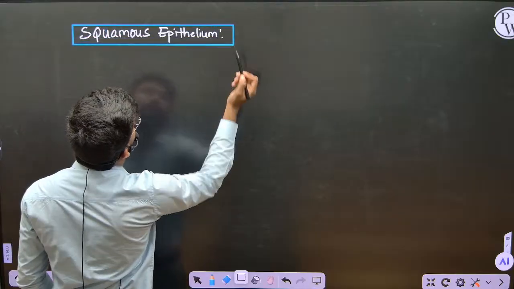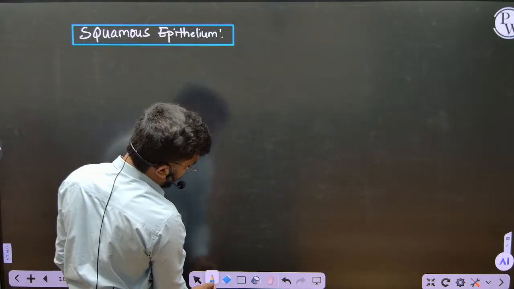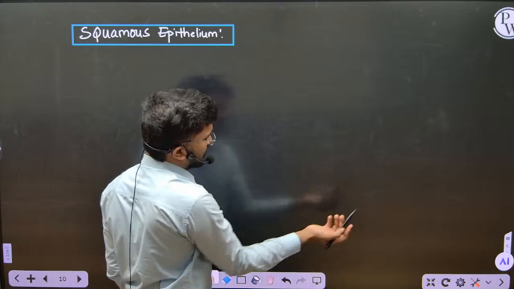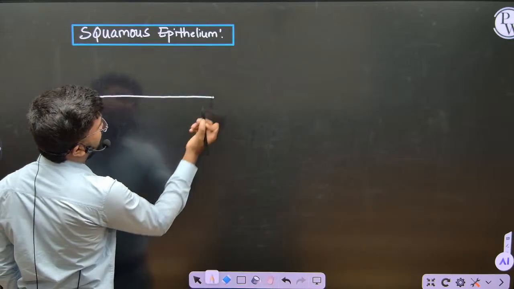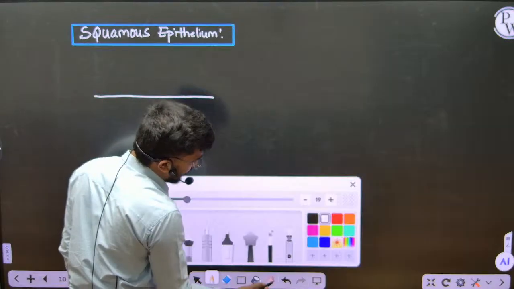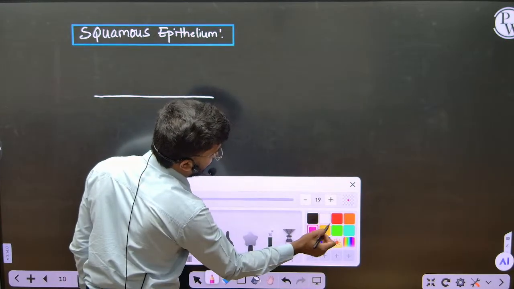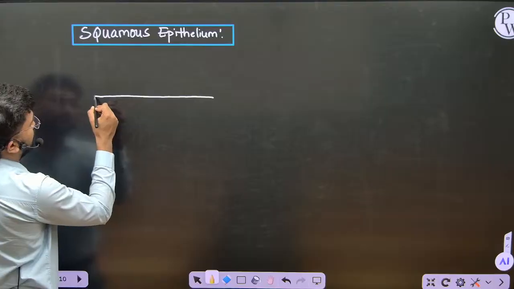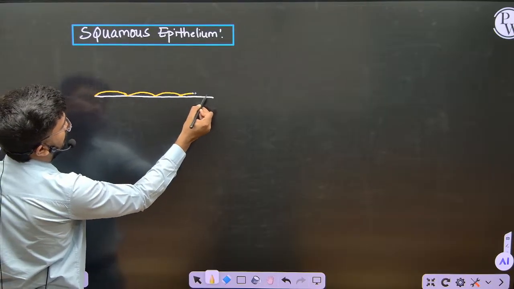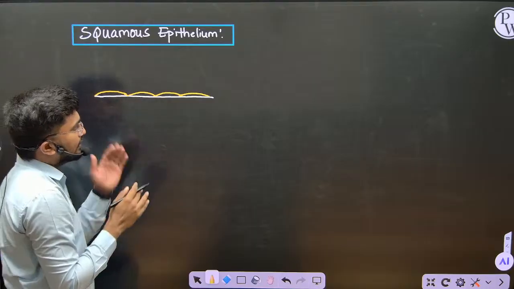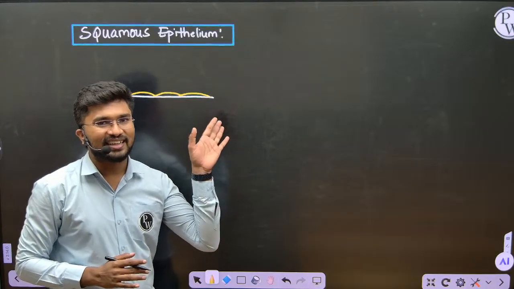So squamous epithelium, how many layers are there? All of us know. Tell me quickly, how many layers are there? Single layer of cells. How are the cells arranged? These cells are flattened cells. Flattened cells means they look like this. This view that you are seeing is the lateral view.